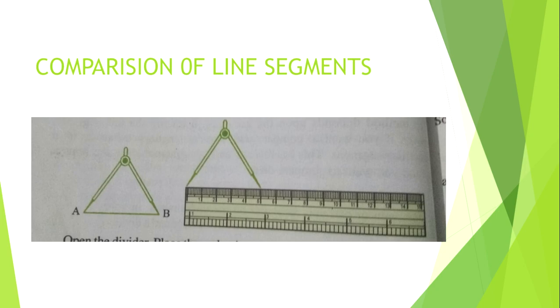Now lift the divider and place it on the ruler. Ensure that one end point is at the 0 mark of the ruler. Now read the mark against the other end point. So by this way you can get the accurate measure of any line segment. This is the correct way of measuring the length.